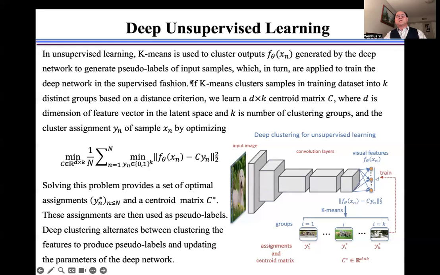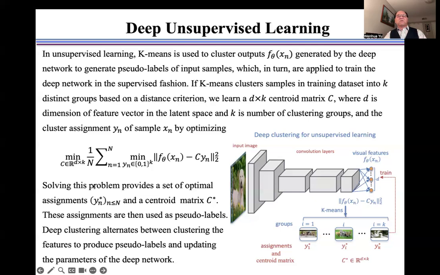If k-means clusters samples in the training dataset into K distinct groups based on a distance criterion, we learn a D by K centroid matrix C, where D is the dimension of the feature vector in the latent space, and K is the number of clustering groups, and the cluster assignment yn of sample xn by optimizing this loss function as shown here.